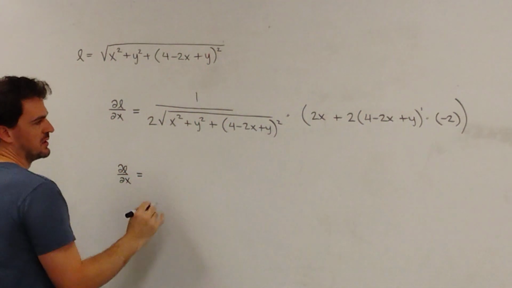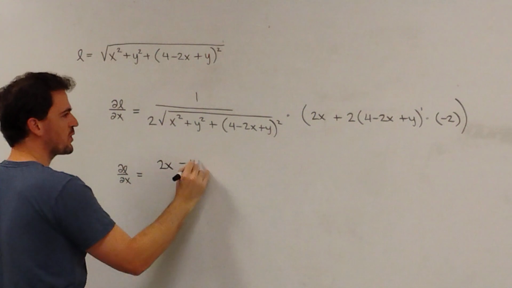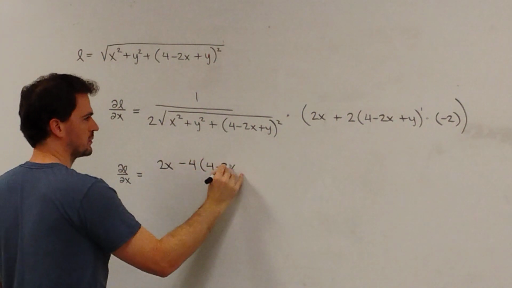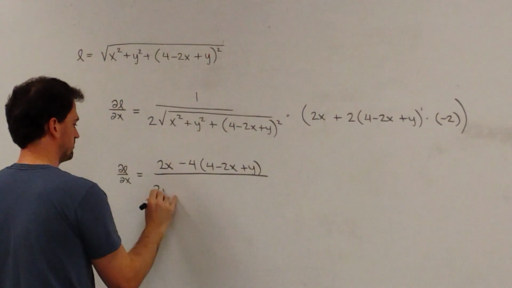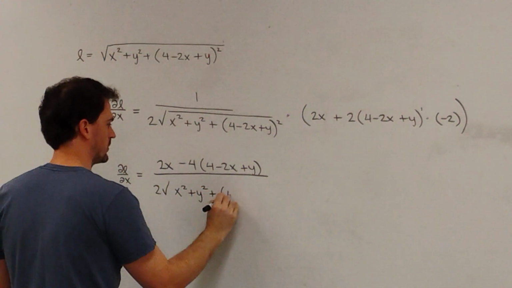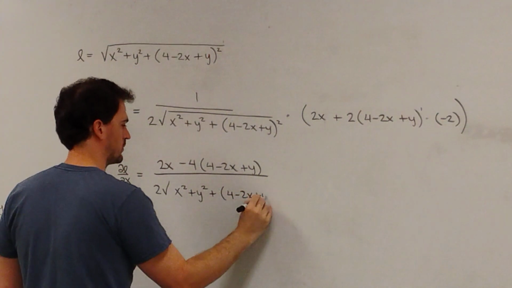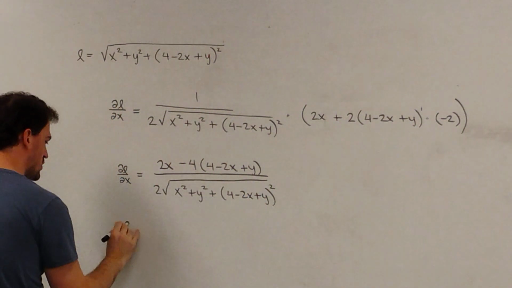Not less work. So again, I'm just going to clean it up, write it to where it's in the numerator. The power down, power minus 1. Now I'm just going to distribute.